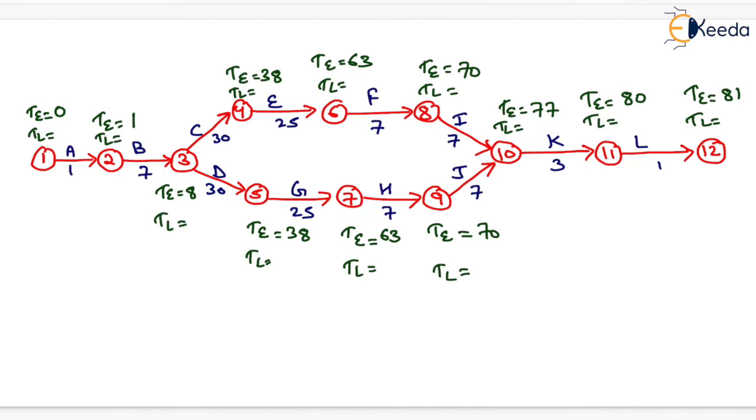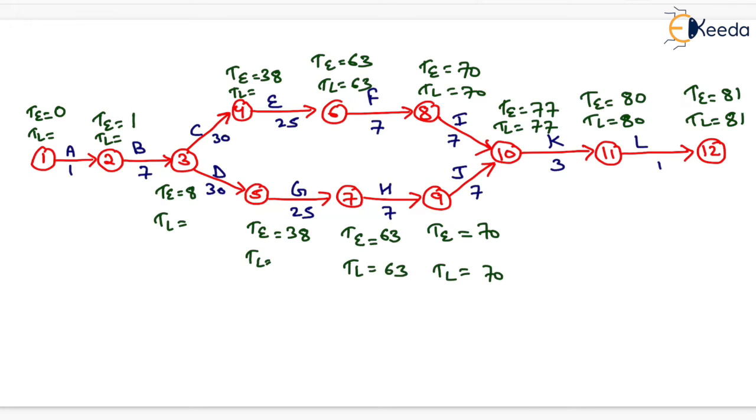Now if TL is not given, then we have to take this value equal to TE, that is equal to 81. Now for event 11, TL will be equal to 81 minus 1, which will be equal to 80. Similarly for event 10 it will be equal to 80 minus 3, that will be equal to 77. Now for events 8 and 9 it will be equal to 77 minus 7, that is 70, which is shown here. Here also 70. Similarly for events 6 and 7 it will be equal to 70 minus 7, which will be equal to 63, which is shown here.